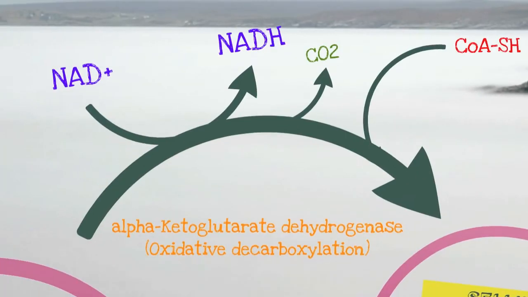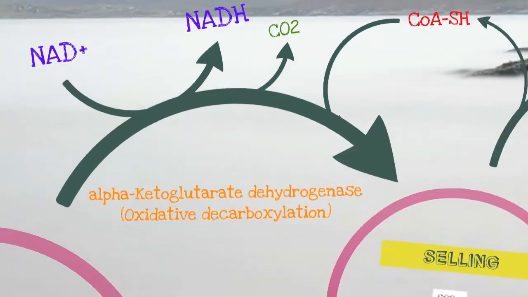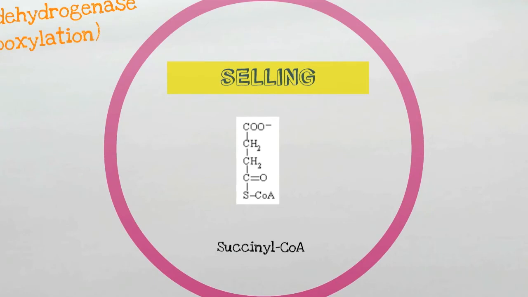are all used in another oxidative decarboxylation reaction performed by alpha-ketoglutarate dehydrogenase. S-CoA replaces our carboxyl end closest to the ketone, and succinyl-CoA is produced, a 4-carbon compound. Unfortunately, this S-CoA doesn't stick around and is released as CoASH.